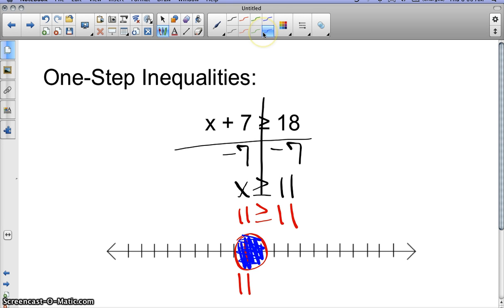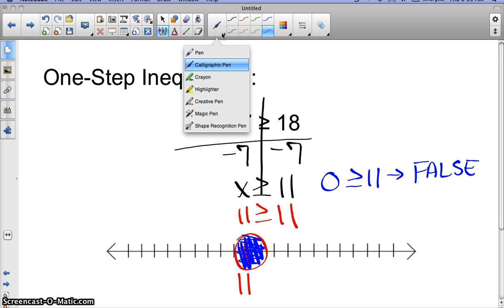Now let's plug in another point. So some people might, again, 0. Is 0 greater than or equal to 11? This is a false statement. Because it is false, we do not want to go towards the false answer.